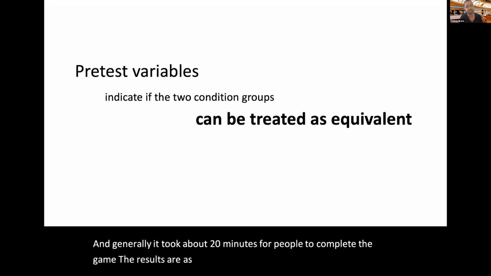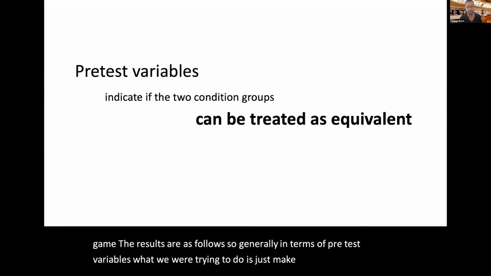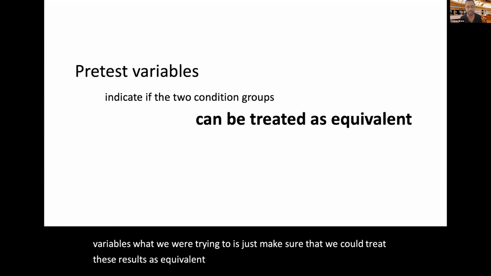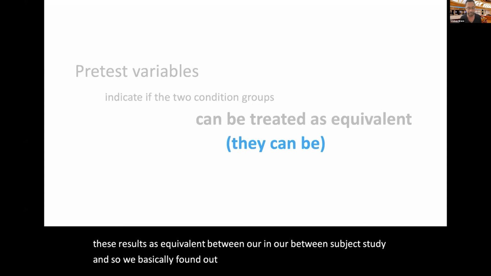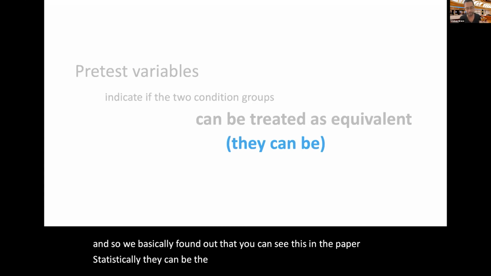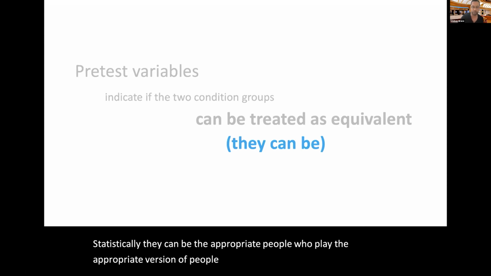So generally, in terms of pretest variables, what we were trying to do is just make sure that we could treat these results as equivalent in our between subject study. And we basically found out, and you can see this in the paper statistically, that they can be. The people who play the appropriate version and people who play the inappropriate version were quite comparable.